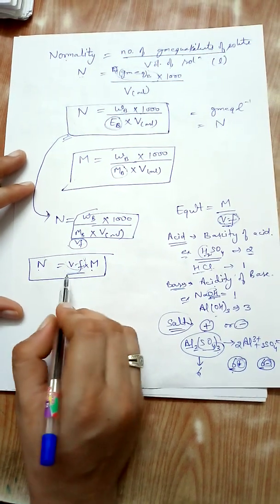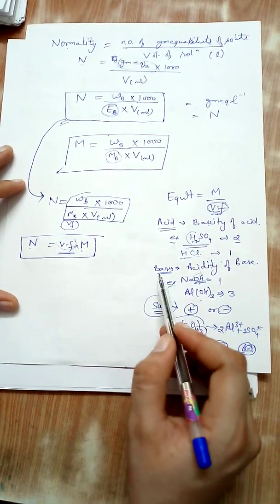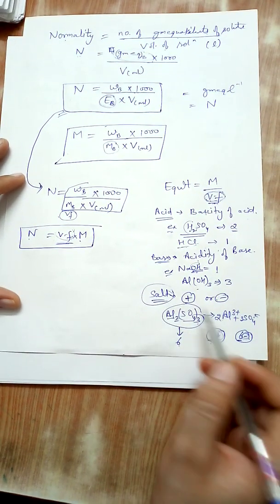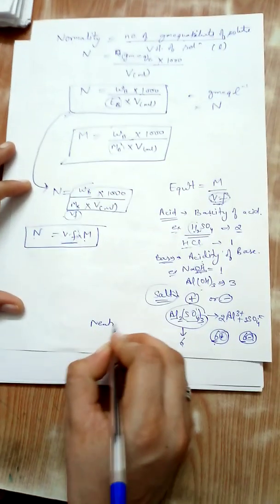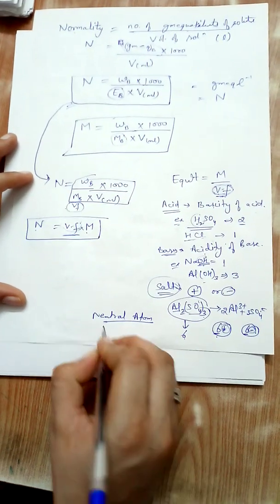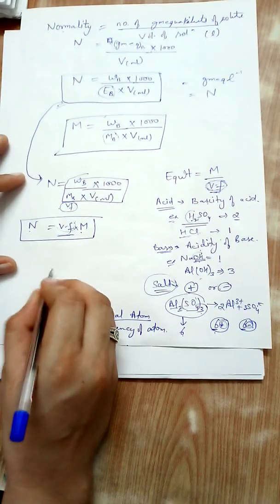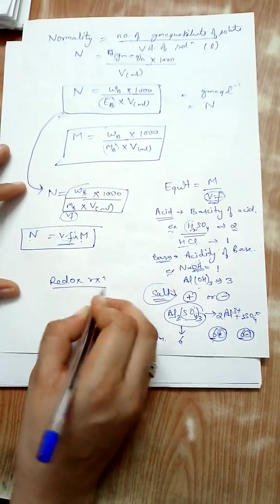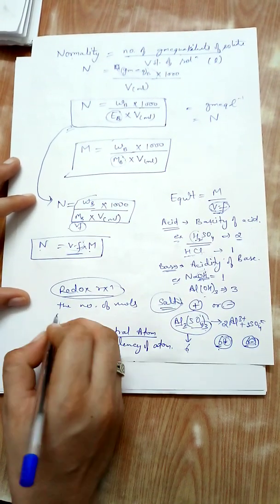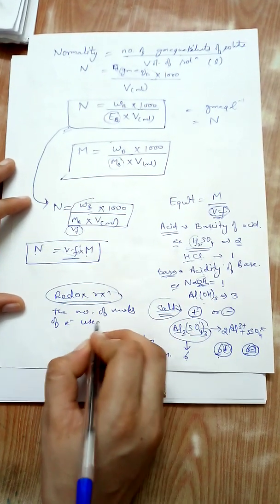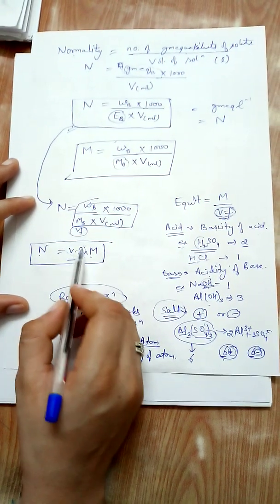This valency factor varies. In case of acid it is the basicity of the acid, in case of bases it is the acidity of the base, in case of salt it is the total positive or negative charge, in case of a neutral atom it is the valency of the atom. In case of a redox reaction, it is the number of moles of electrons used in the reaction. So it may vary, that's why we have used this valency factor.